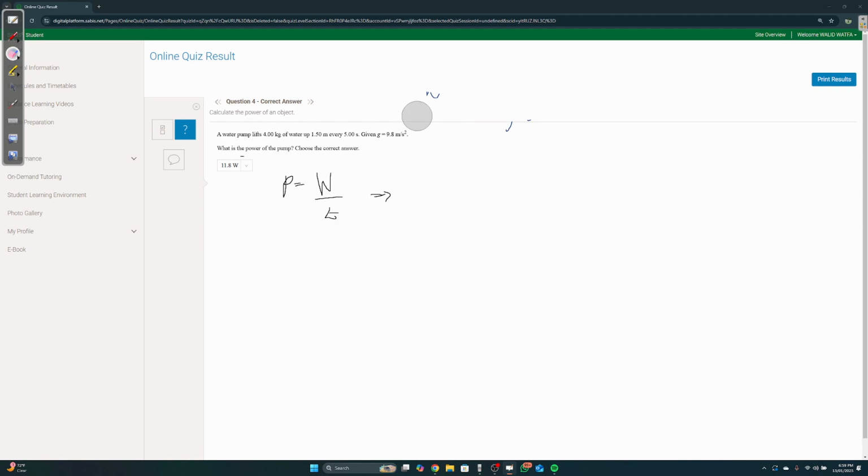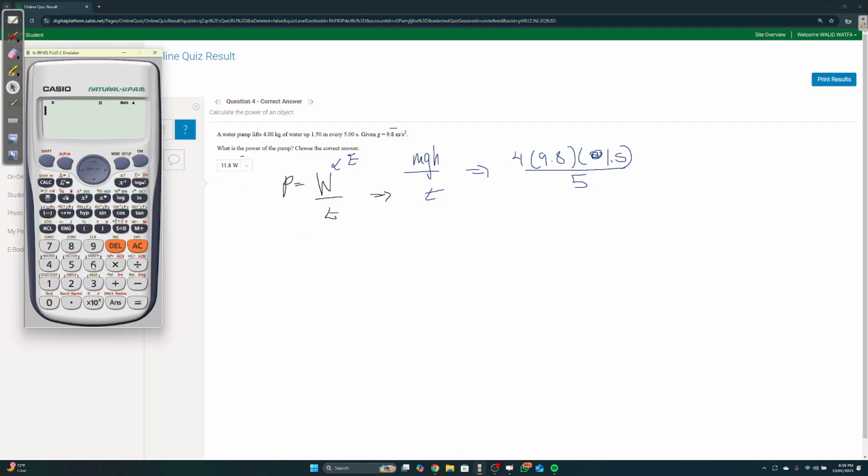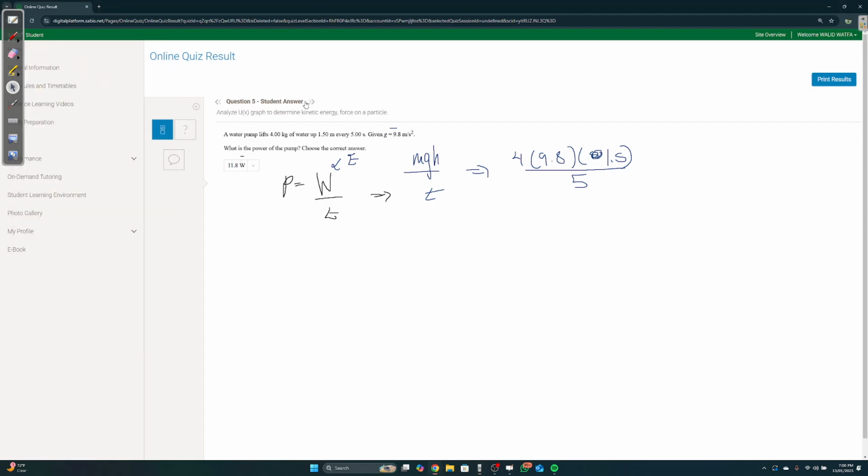So work over time. Work is a form of energy. Anytime you lift something up, think gravitational potential energy. Always. You're lifting something up, always do mgh, gravitational potential energy, over the time. Now solve. M is 4, g is 9.8, h is 1.5, t is 5. So 4 times 9.8 times 1.5 divided by 5. You get, obviously, 11.76.